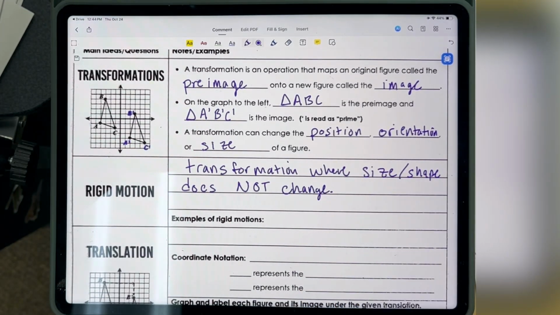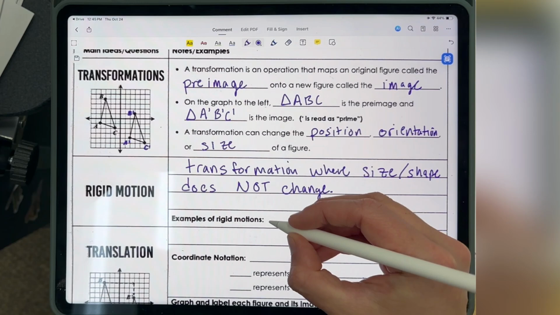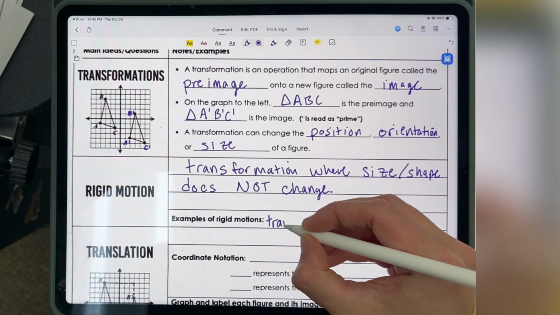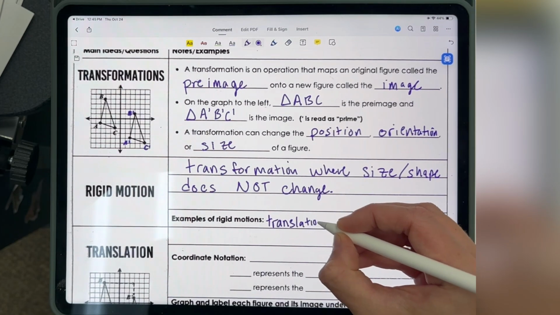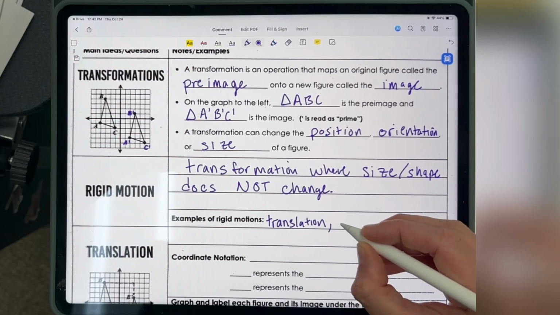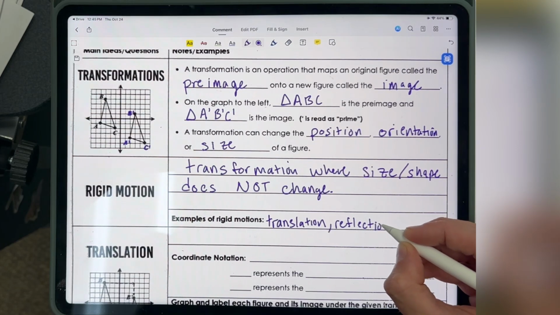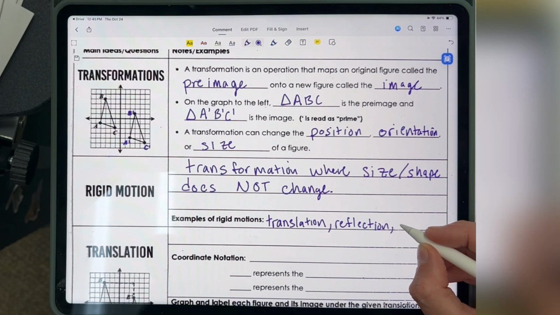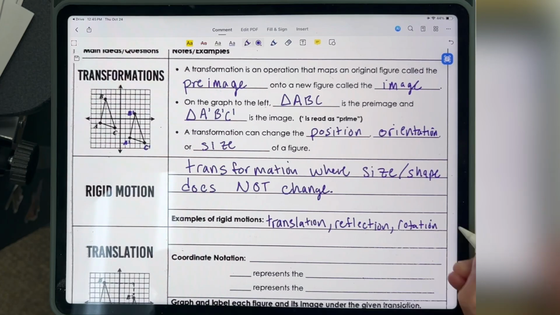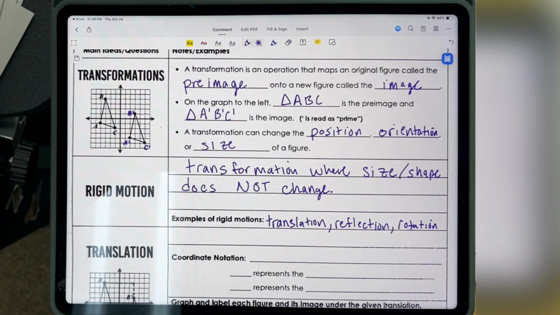Like I said, I think there are 4 total: rotation, translations, dilations, and reflections. Only 3 of those are actually considered rigid motions. So the rigid ones are, again, the one we're doing today, translation, reflection, and last but not least, rotation. We're going to spend a day on each of those 3, and then a day on dilation when we get there.